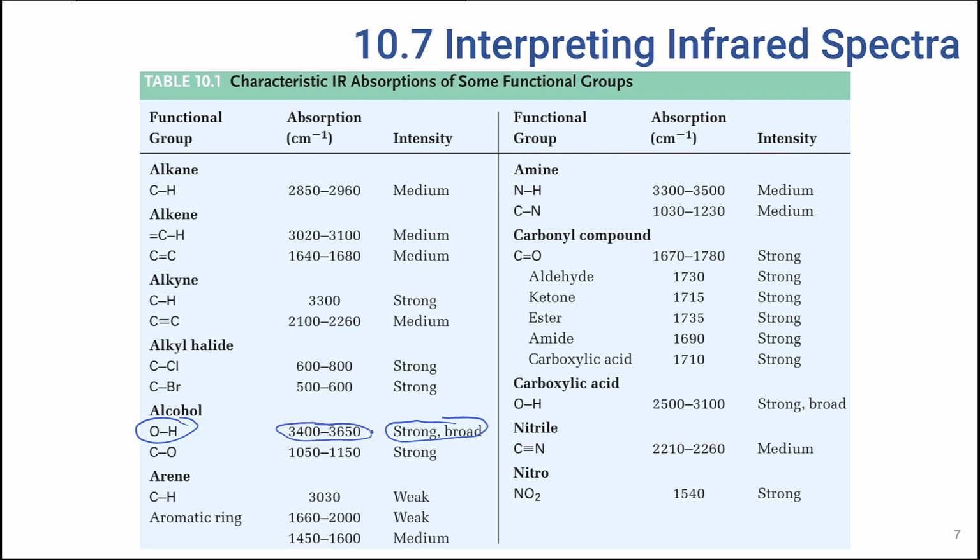So we can know reliably that we're going to see alcohols in this region. So that's how this table is used. We find the different peaks on this table and we can relate them back to what functional group they are.